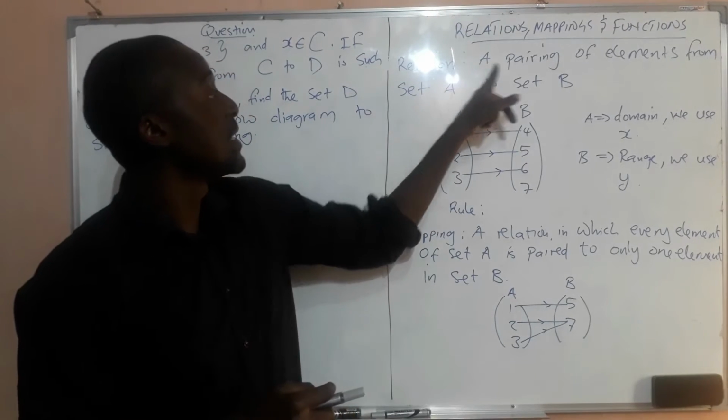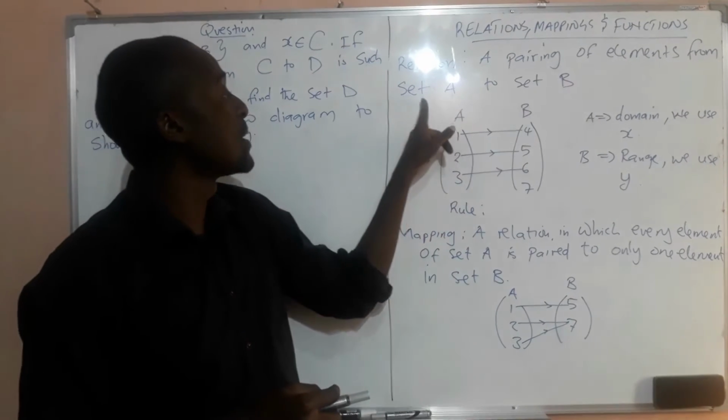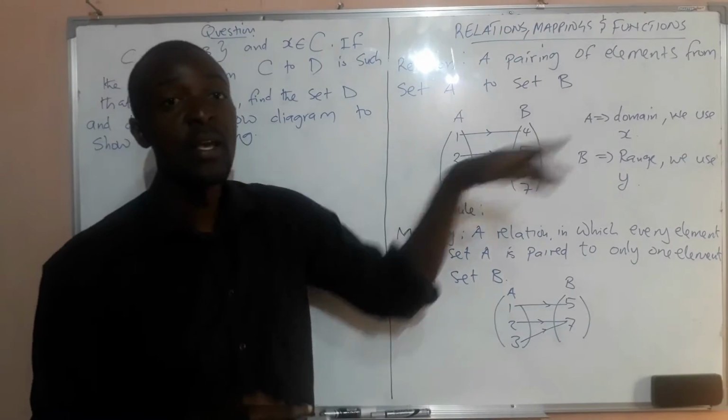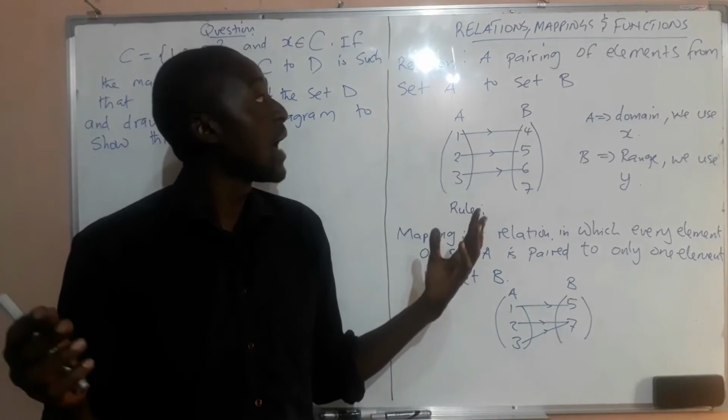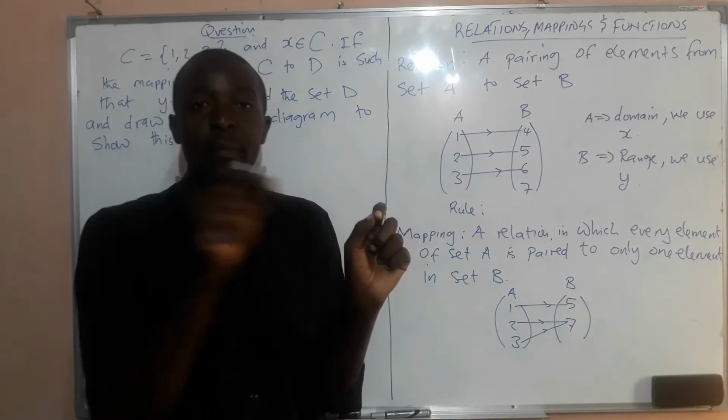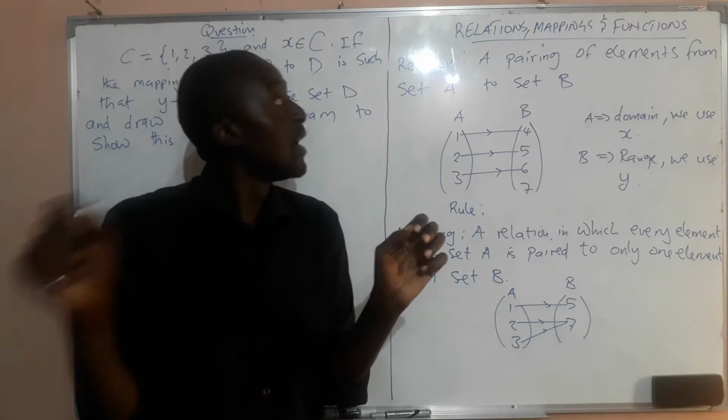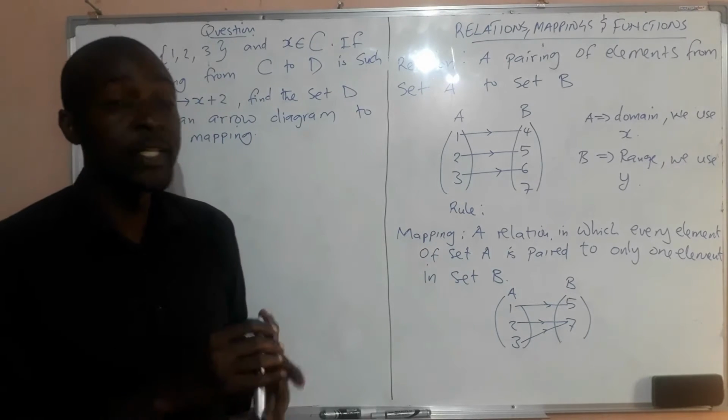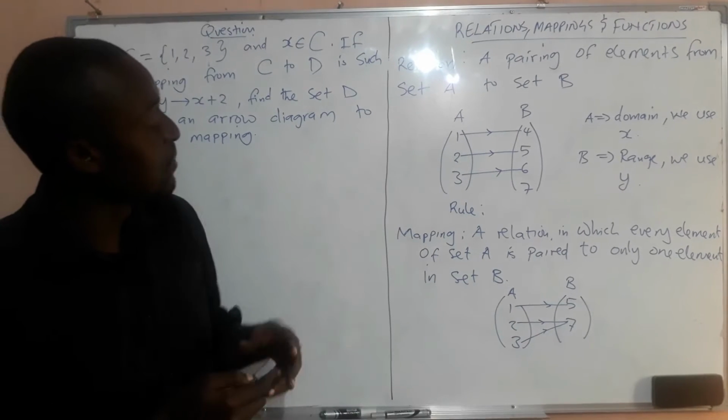Okay, so I've put down some definitions here. A relation is a pairing of elements from one set, set A to set B. So when you have two sets and the members of those sets are paired, then you have a relation. And here's an example here.